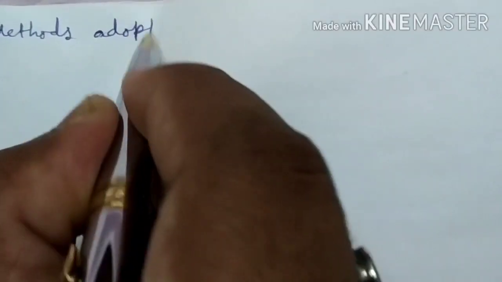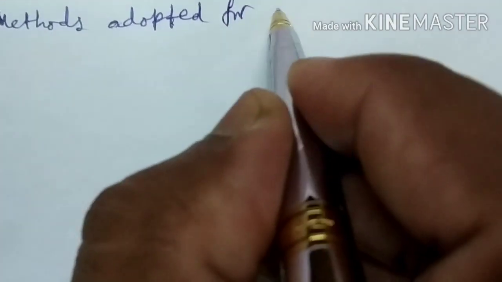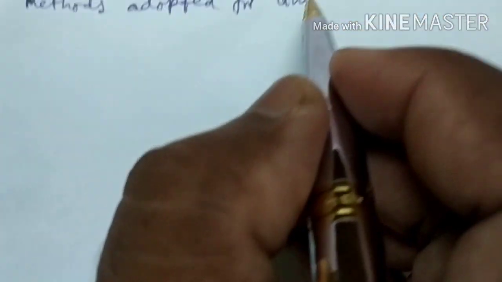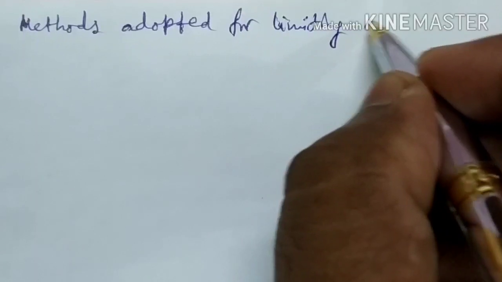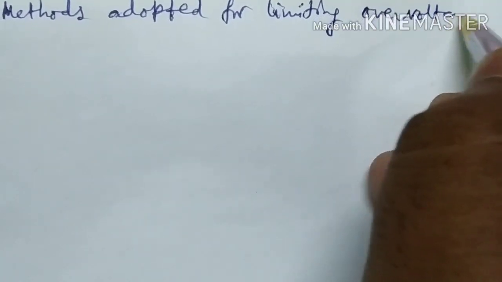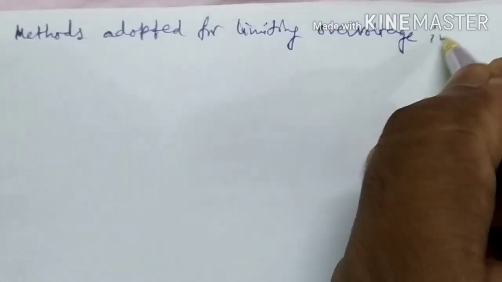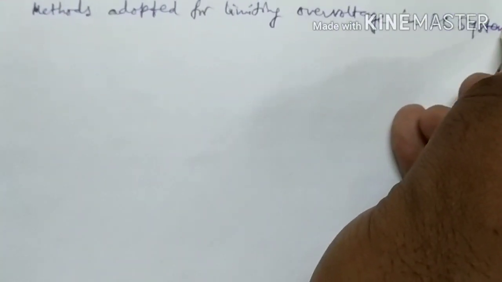Next part, that will be methods adopted for limiting over voltages in DC systems.